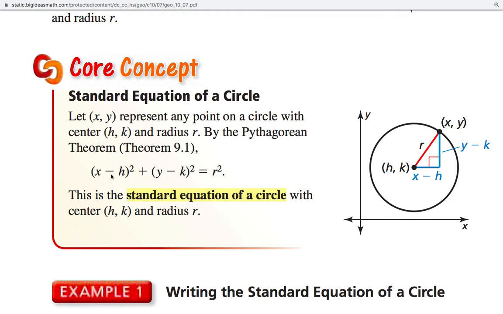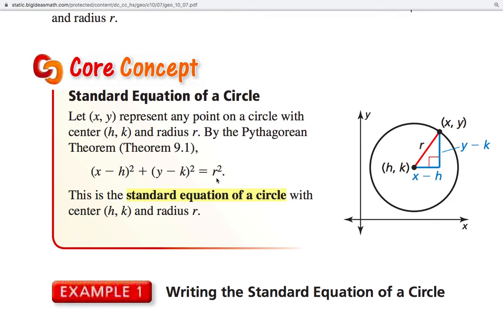So if it's x minus 3, that means our h value is a positive 3. If it's y plus 4, then k is a negative 4. It's the opposite of what you see in that equation. And then r, of course, is the radius, so radius squared.